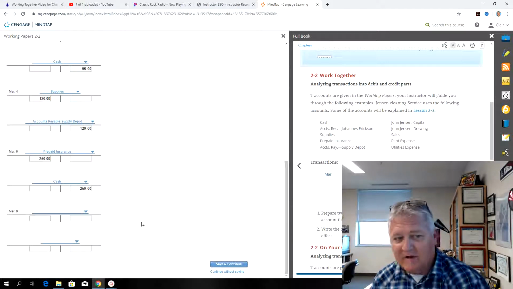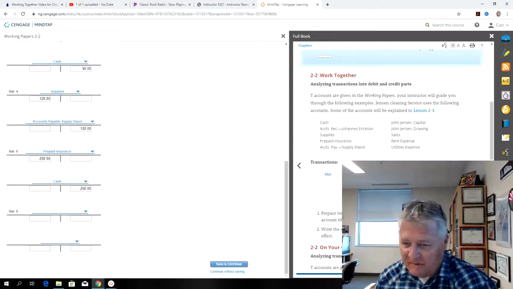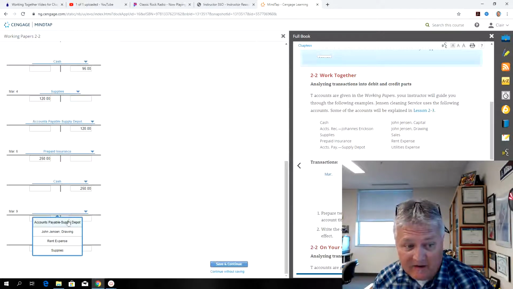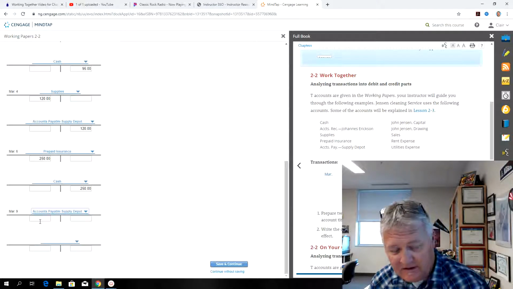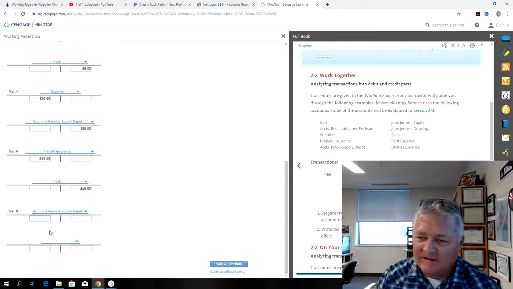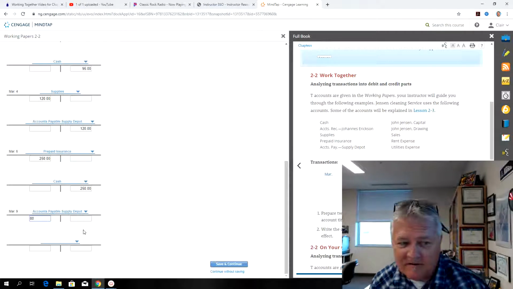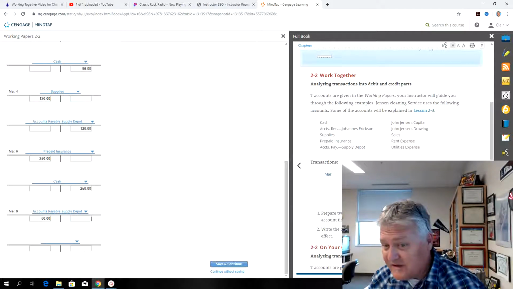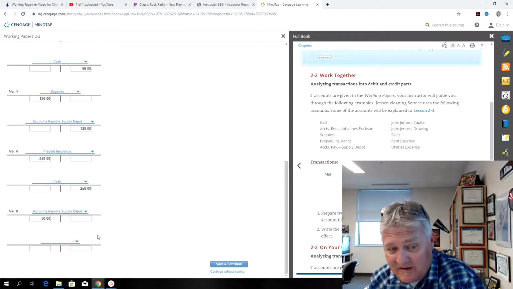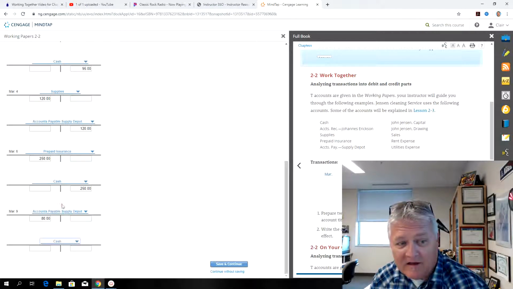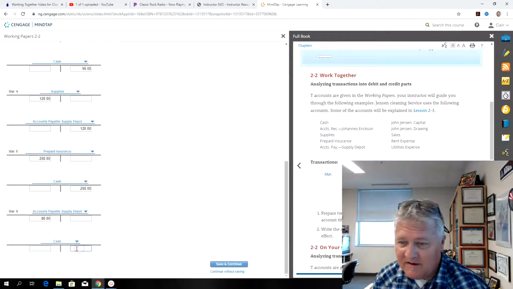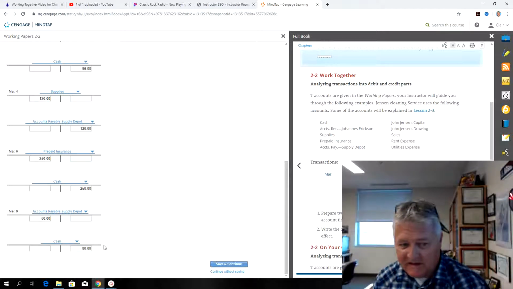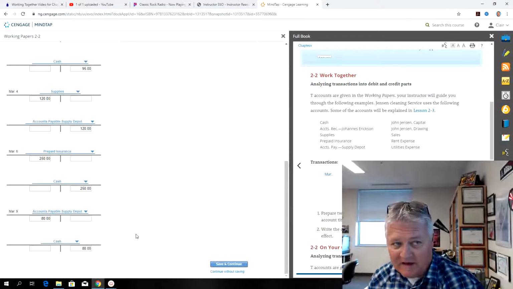So I'm on the last one, which is March 9th. Over here it says paid cash on account to Supply Depot. Okay, so I'm going to do accounts payable Supply Depot. And that's going to be a debit of $80. And that actually decreases it because remember, that's a liability account. And cash is going to be my credit of $80, and that's a decrease. And there you have it, working together 2-2.